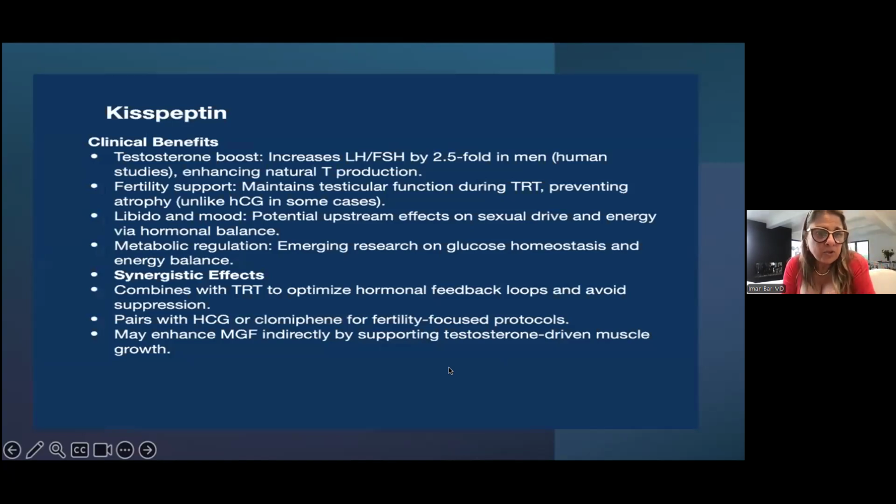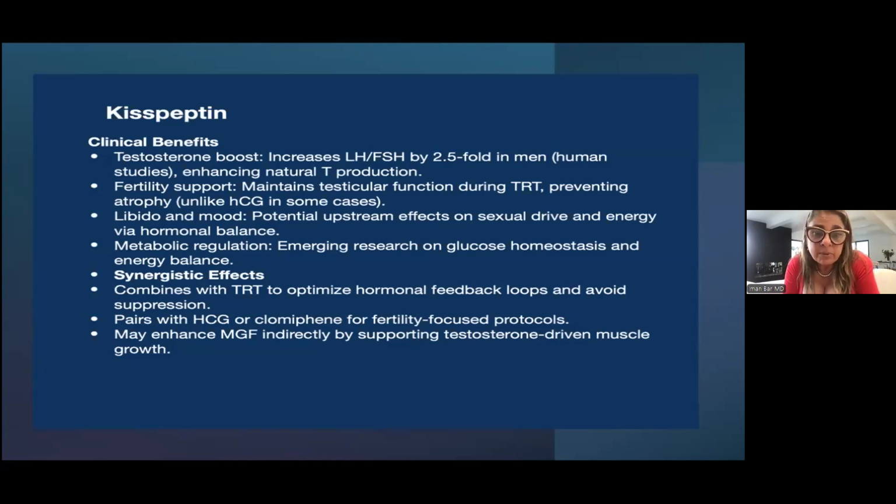Kisspeptin is a testosterone booster. It increases the LH and FSH by 2.5. Fertility is something that we've used it for, patients that were on testosterone for a while and then wanted to get their fertility back. So I've used kisspeptin with HCG, or I've used kisspeptin with Clomid, for example, to try to bring that back for their sterility that happens with the suppression. It's great for libido and mood. It is also a very important one that we've used for glucose homeostasis. And there is a synergistic effect that we've sometimes used with GLP-1s for fat burning and glucose homeostasis, especially glucose homeostasis.